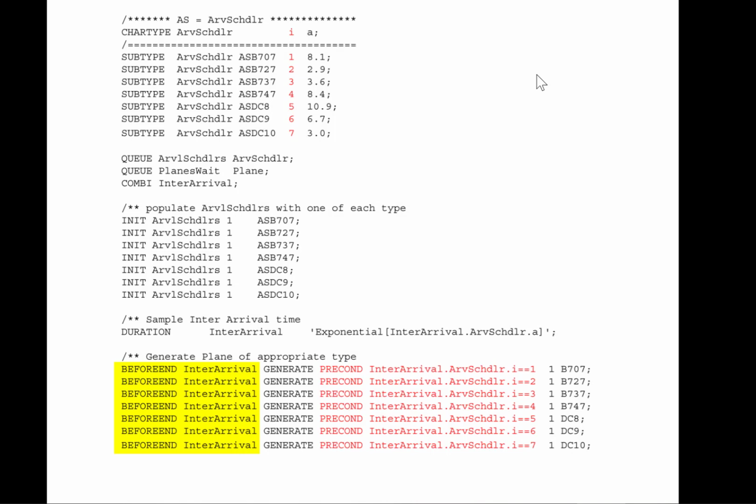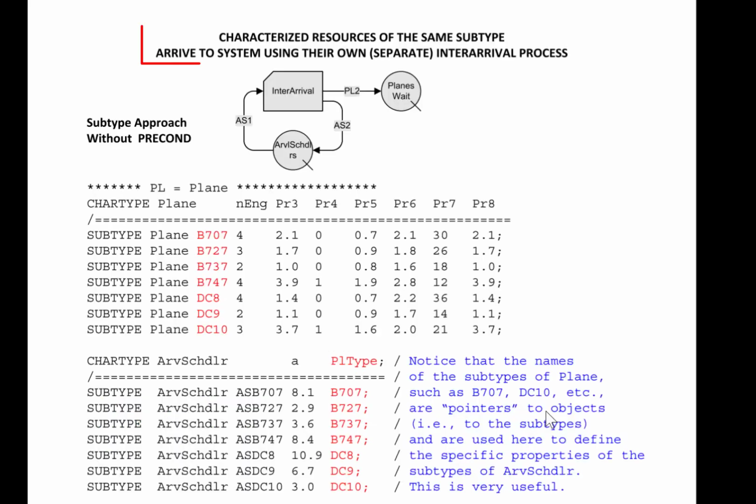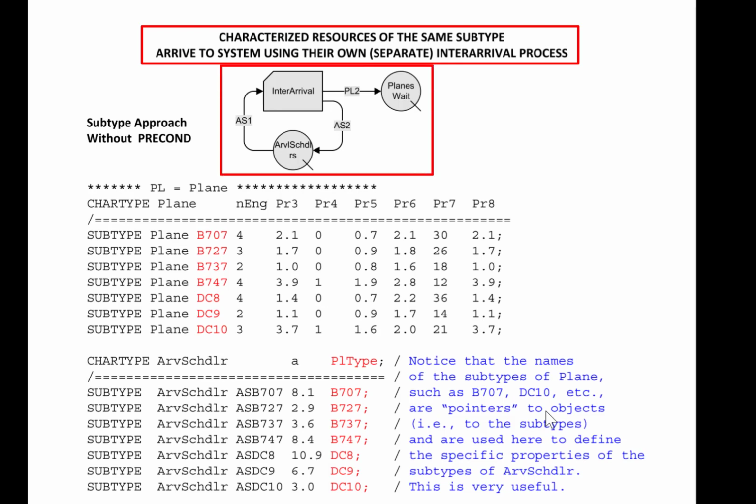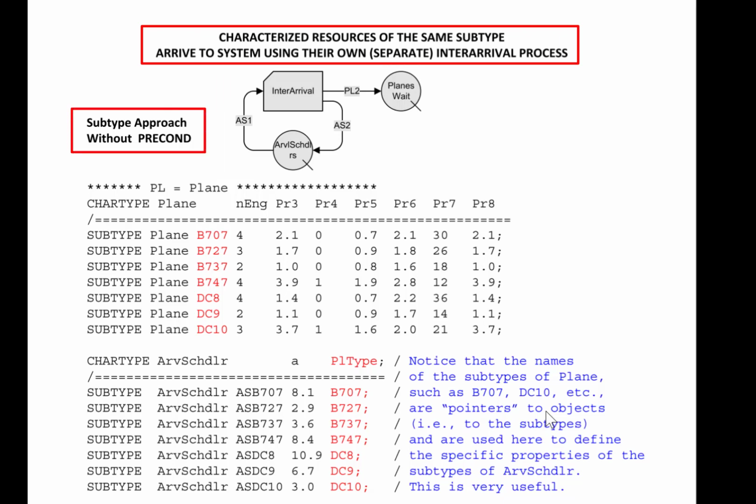As a result, every time an instance of interarrival ends, 6 of the 7 before-end generate actions will do nothing, and only one of them will generate one plane of the appropriate subtype. The second model also considers a system where characterized resources of the same subtype arrive to the system using their own separate interarrival processes. This model uses the subtype approach, which does not require the use of precondition statements.